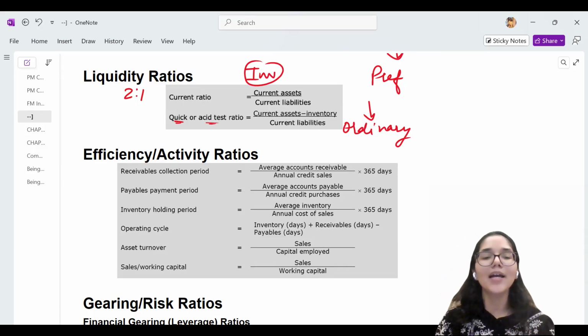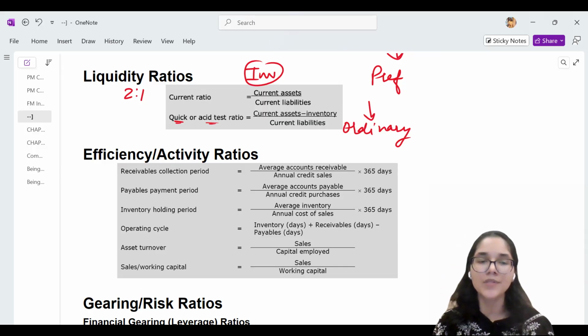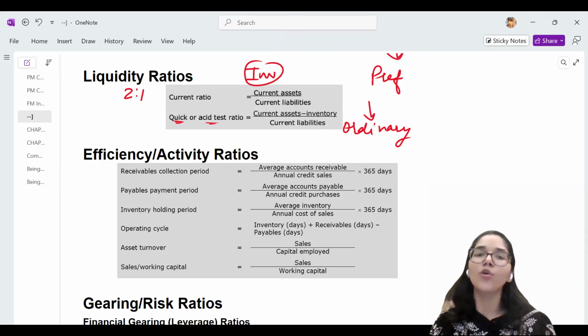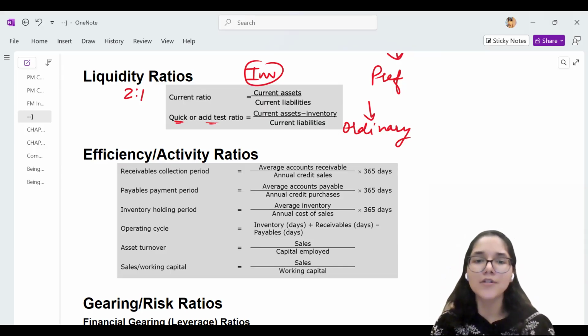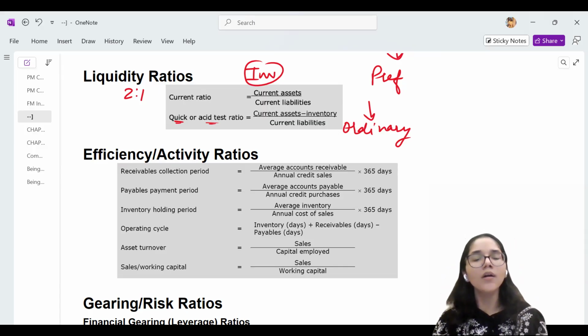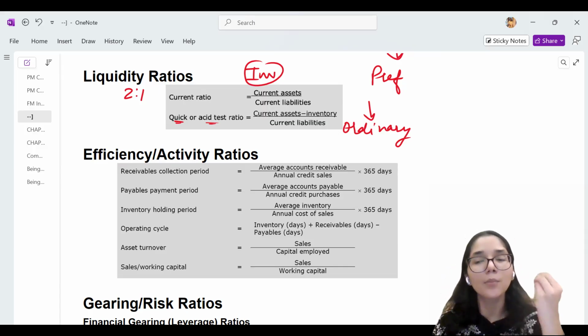Why? Because sometimes there are some out of fashion items. Sometimes those items are so old that nobody wants to buy them. They are probably not in the trend right now. Maybe they got damaged because of being in inventory for so long. So what we do is, the acid test ratio tells you that we will remove this asset.